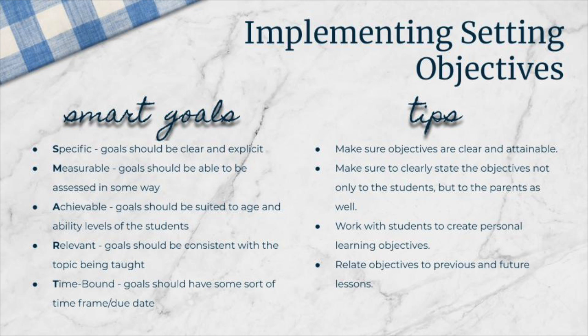When setting objectives for your students, you should be sure to use SMART goals. SMART stands for specific, measurable, achievable, relevant, and time-bound. These objectives should be clear and explicit. They should be able to be assessed in some way. The goals should be suited to the age and ability levels of the students, and they should be consistent with the topic being taught. They should also have some sort of time frame or due date.